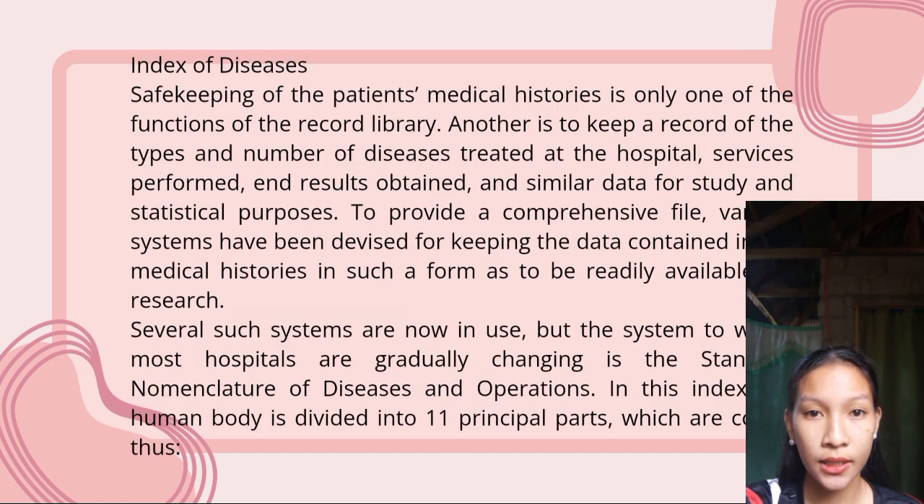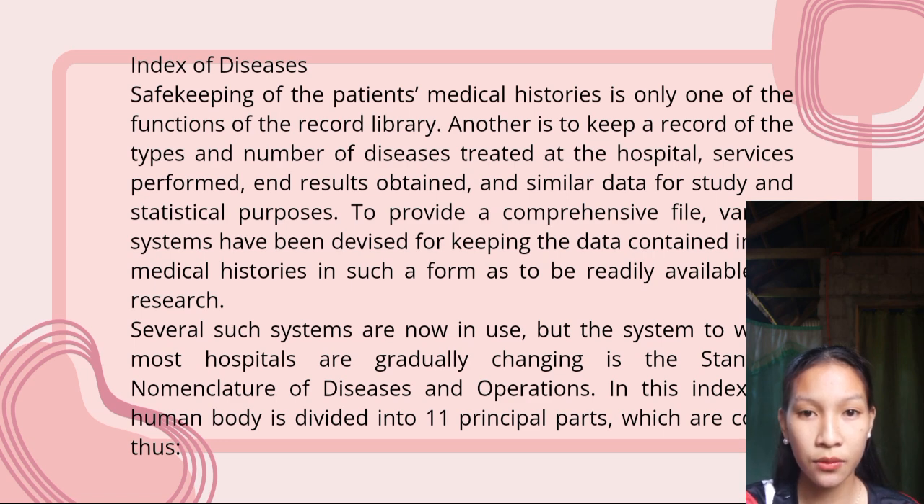Index of diseases. Safekeeping of the patient's medical histories is only one of the functions of the record library. Another is to keep a record of the types and number of diseases treated at the hospital, services performed, and results obtained, and similar data for study and statistical purposes. To provide a comprehensive file, various systems have been devised for keeping the data contained in the medical histories in such a form as to be readily available for research. Several such systems are now in use, but the system to which most hospitals are gradually changing is the standard nomenclature of diseases and operations.